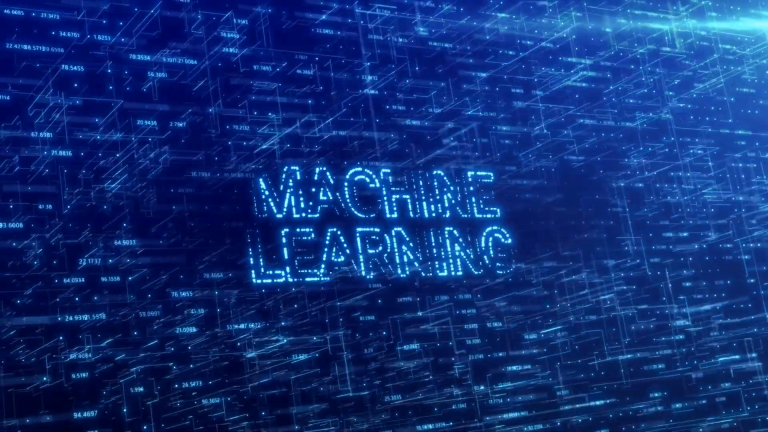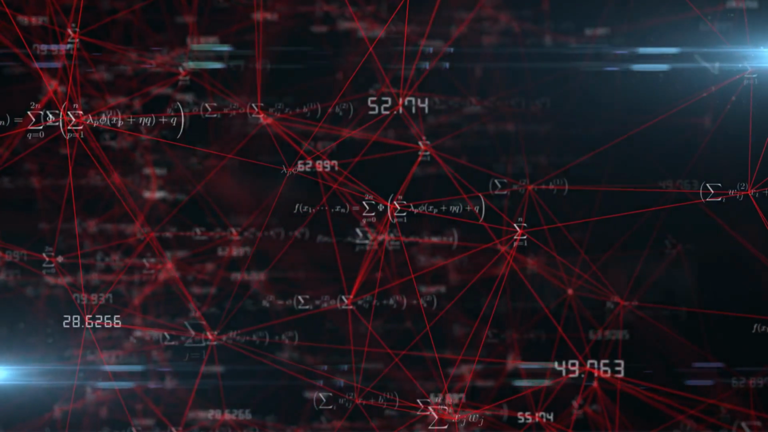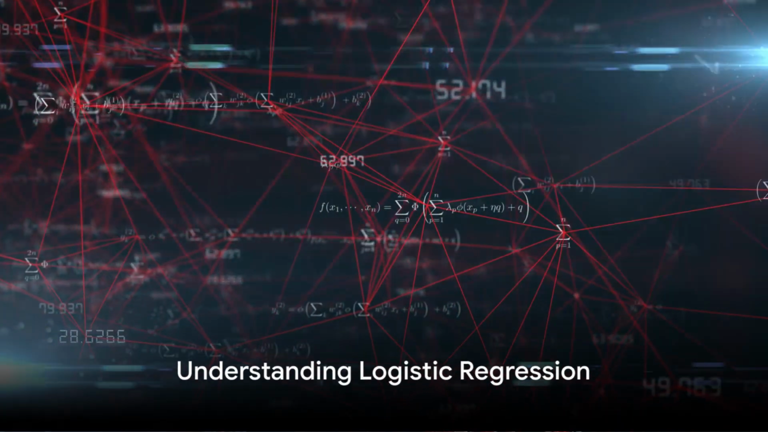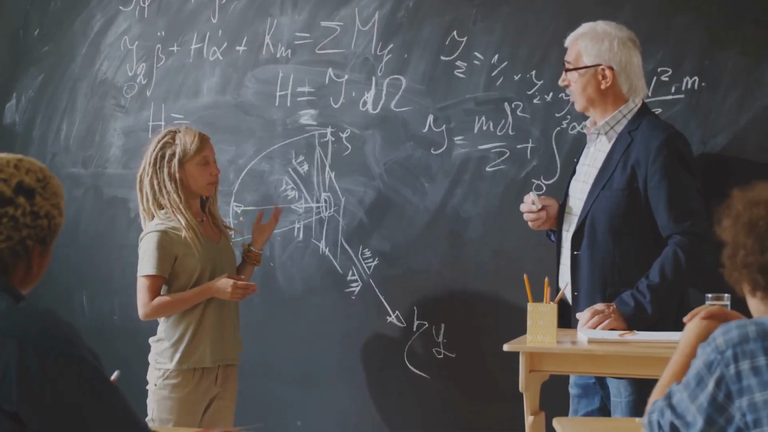Logistic regression is a statistical model that, in its basic form, uses a logistic function to model a binary-dependent variable. But what does that even mean? It might sound complicated, but fear not. We'll break it down step by step.